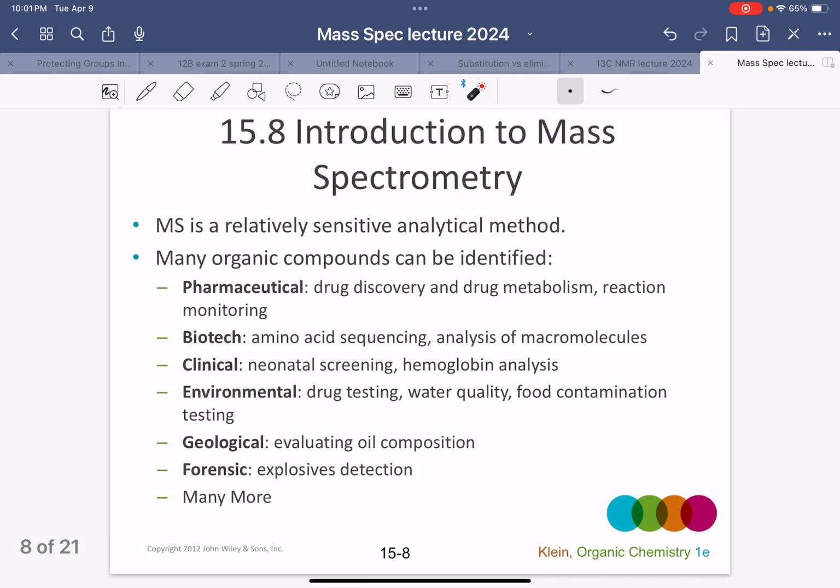All right. I want to take just a minute to mention a few of the areas that mass spectrometry is used in. It's actually a pretty sensitive analytical method. You don't need a lot of sample. Unlike, for example, NMR, which is not as sensitive as one would like. It's a great way of identifying organic compounds, and even in identifying biomolecules.